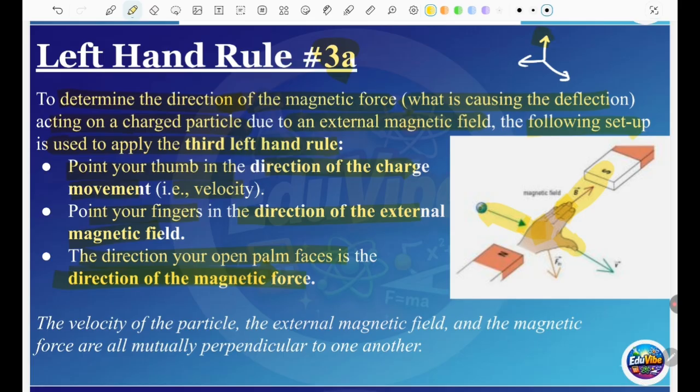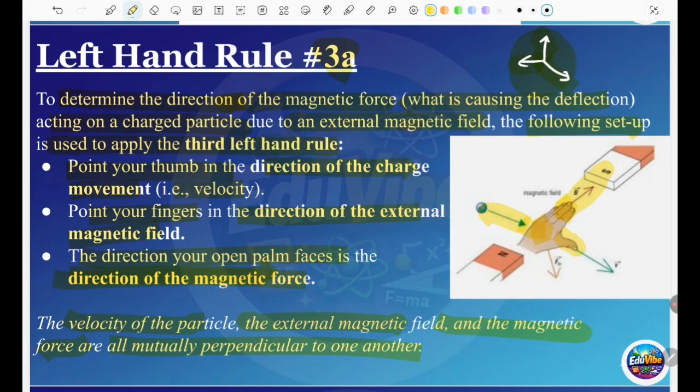In that case, your thumb shows the velocity, your index finger shows your magnetic field, and your middle finger shows your magnetic force. So the velocity of the particle, the external magnetic field, and the magnetic force are all mutually perpendicular to each other.